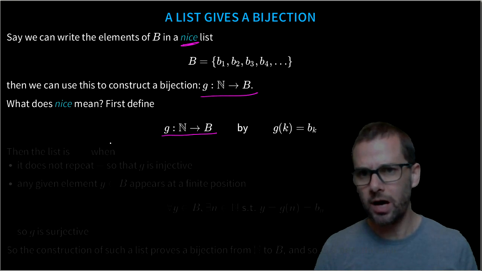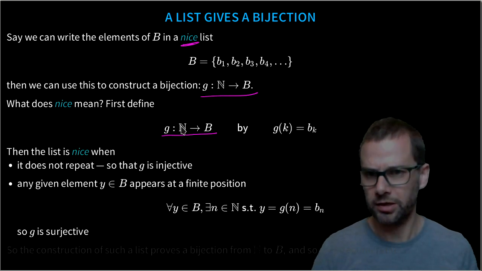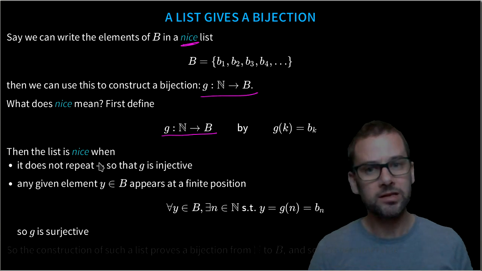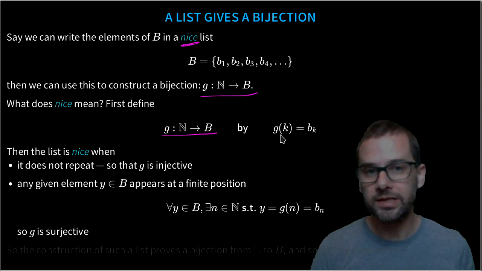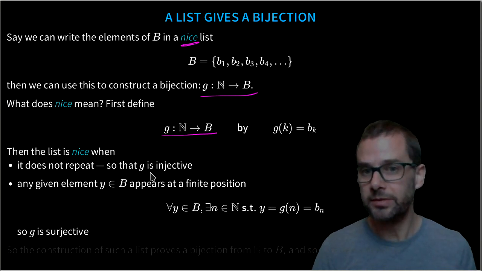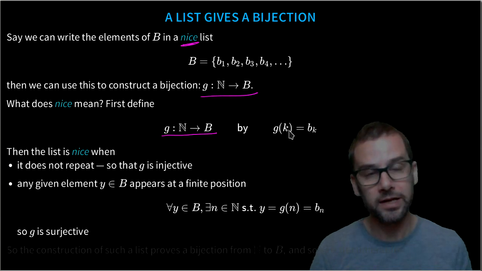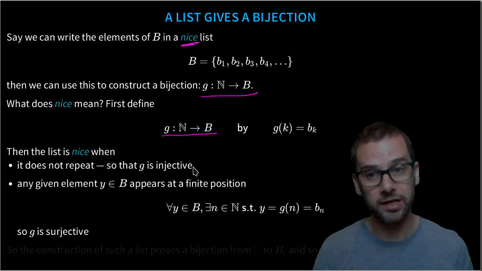Now, this list will be nice when it tells us that g is both injective and surjective. So it will be nice when it does not repeat. So this list not repeating means that different points in the list are always different, and that's enough to tell me that g is injective, because it's saying, hey, different inputs will always give me different outputs, making g injective.